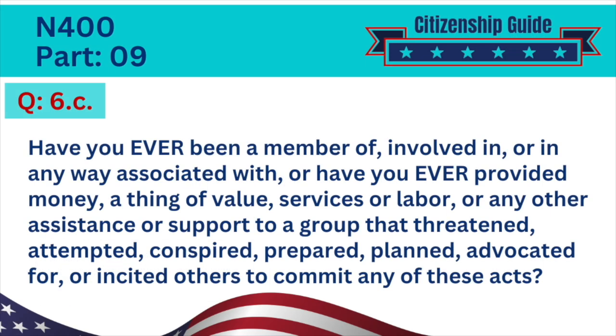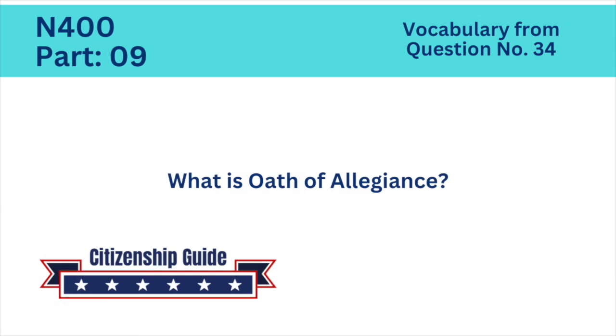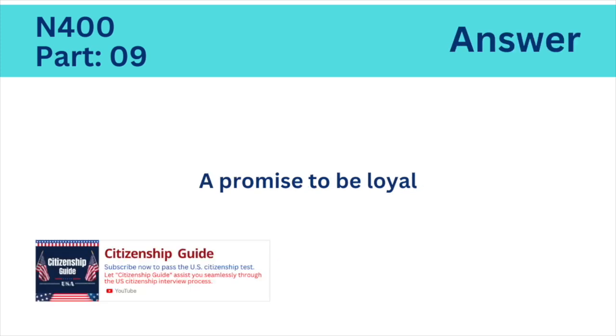Have you ever been a member of, involved in, or in any way associated with, or have you ever provided money, a thing of value, services or labor, or any other assistance or support to a group that threatened, attempted, conspired, prepared, planned, advocated for, or incited others to commit any of these acts? No. What is oath of allegiance? A promise to be loyal.